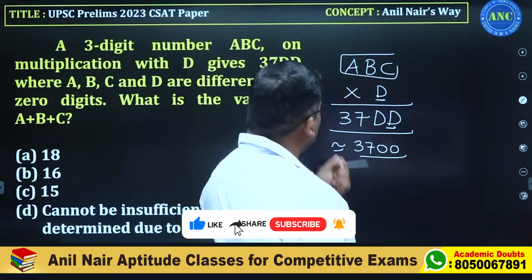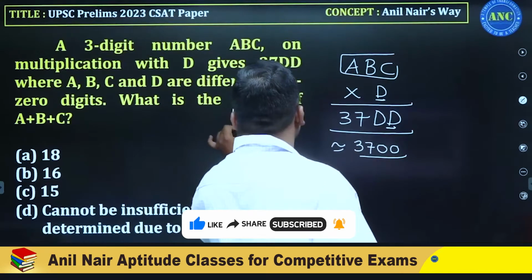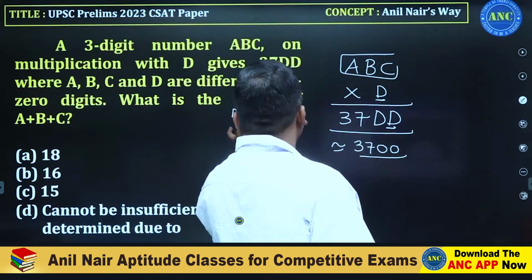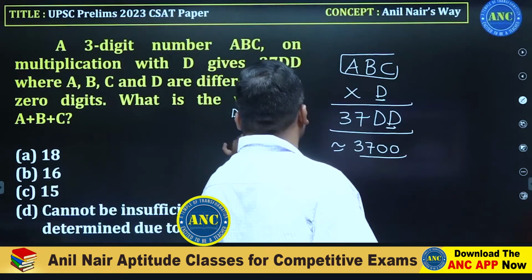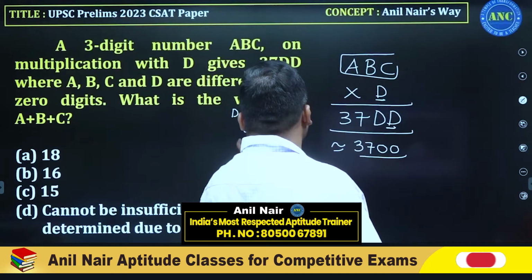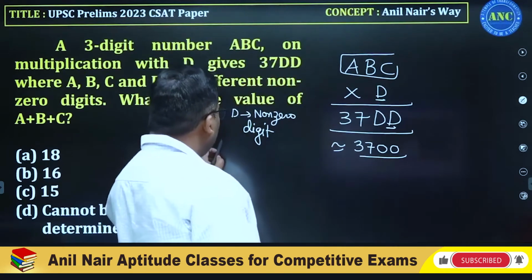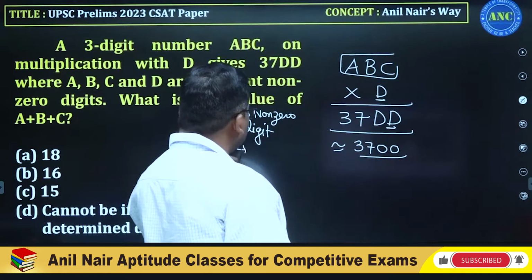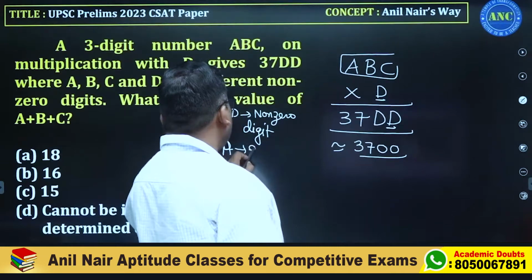Now, if you observe closely, D is a digit, a non-zero digit. With a little bit of logic, you can say that A has to be 9.